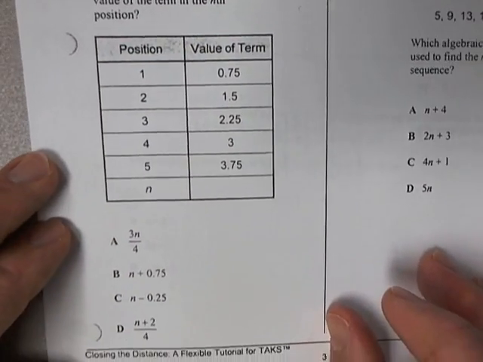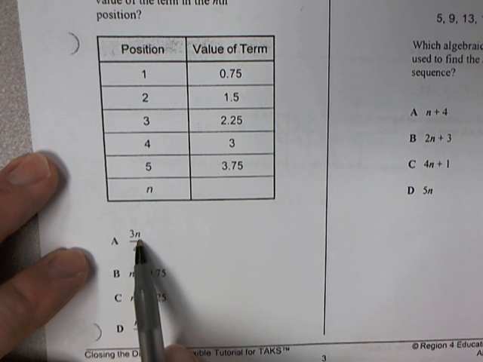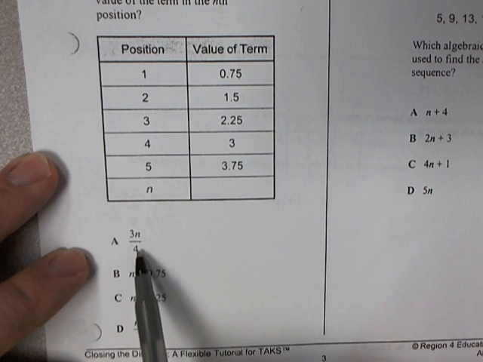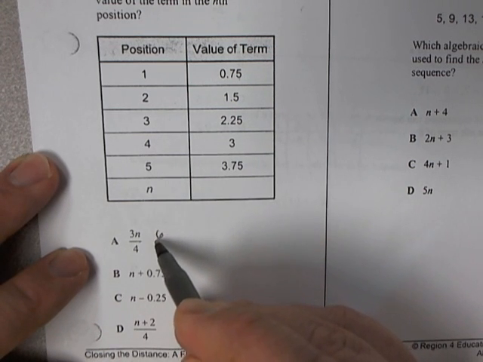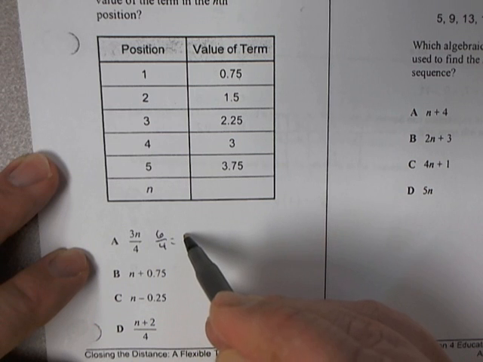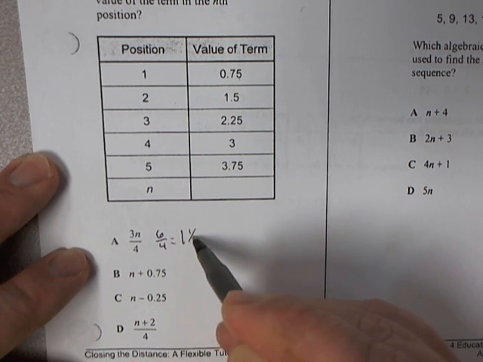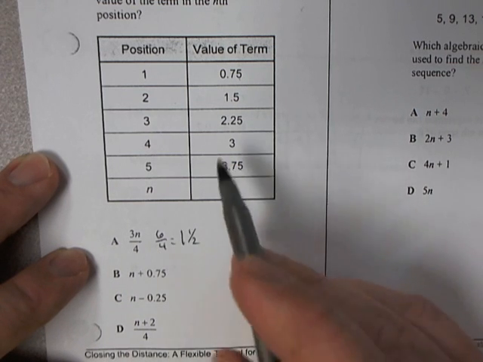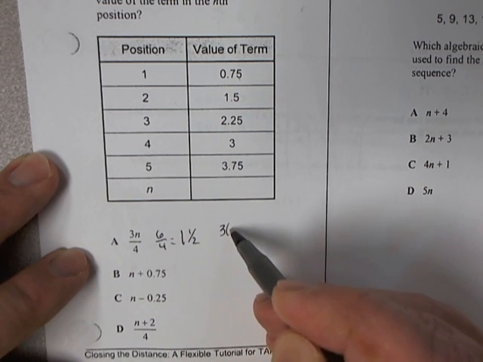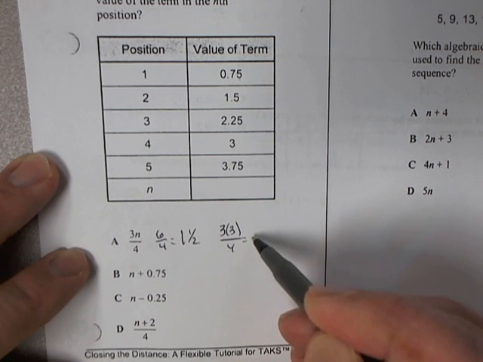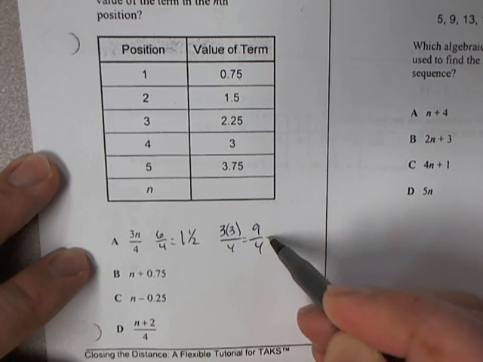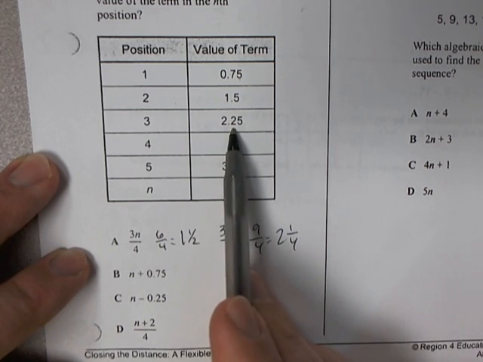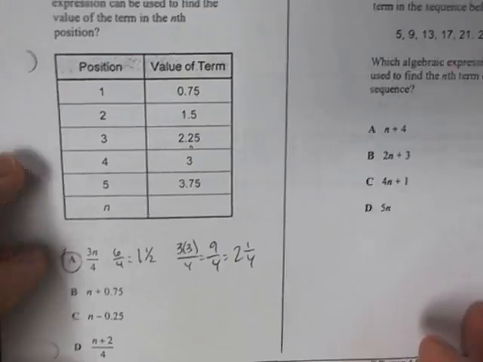Number 6. When you plug in position 1, you get 3/4, which is the same thing as 0.75. When you plug in position 2, you get 6/4, which is the same thing as 1 1/2. Okay, so it looks like the correct answer is going to be A. Let's plug in position 3. So 3 times 3 is 9/4, which can simplify to 2 1/4. And that's what we're looking for in position 3. So the correct answer is A.